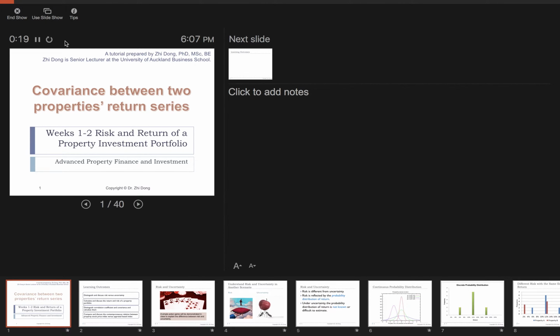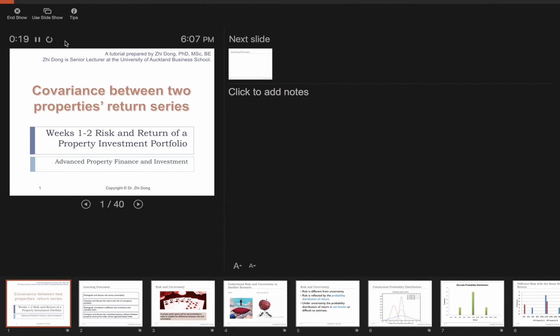For this tutorial, I'm going to demonstrate under example 4. Under this example, we have three possible market scenarios and we have return series for each individual property, property A and property C. Each row represents the information under one possible market scenario.